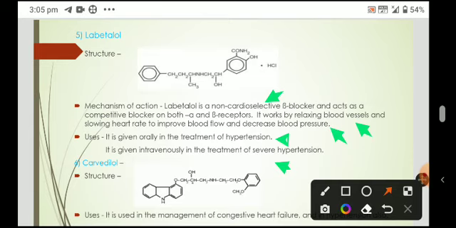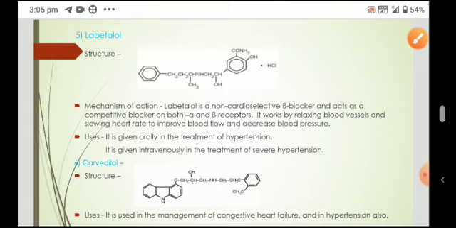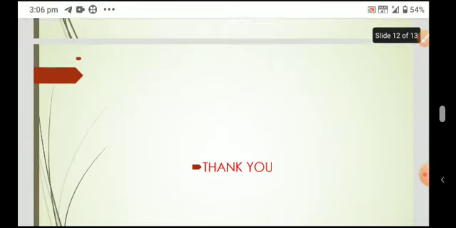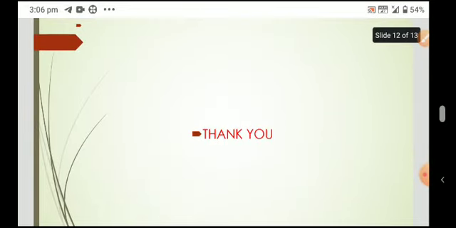Now the next drug is carvedilol. Carvedilol drug structure as I have shown. It is used in the management of congestive heart failure, and in hypertension also. So with this, students, we completed our adrenergic antagonist category, including alpha adrenergic blockers and beta adrenergic blockers with their SAR and important drugs as per your syllabus and from the exam point of view.